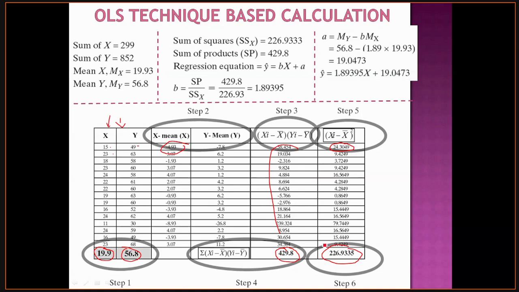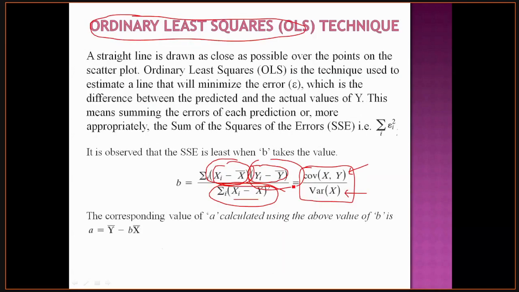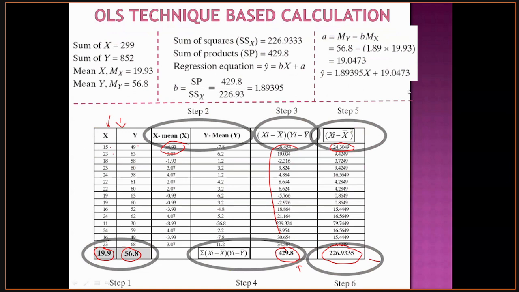Okay, so I get the covariance of X comma y, and I get the variance of x. Okay, and then I calculate the b, which is basically covariance of x comma y divided by variance of x. So what is the value coming as? 429.8 divided by 226.9. So that is coming as 1.89. Okay.